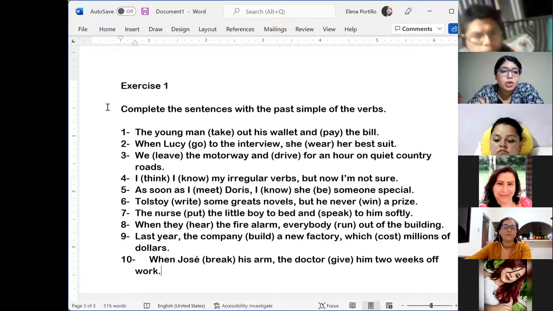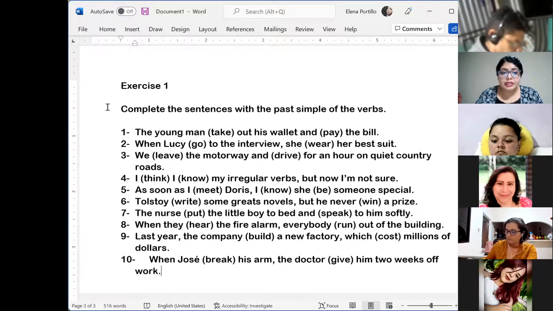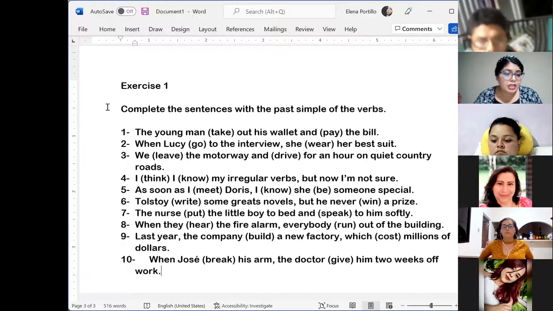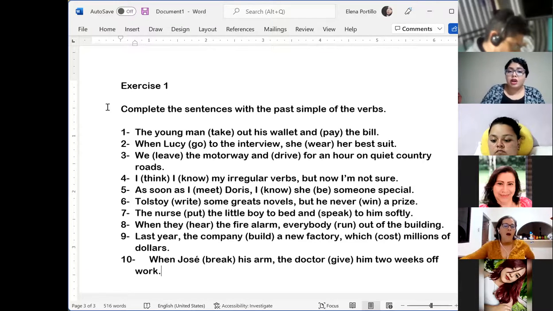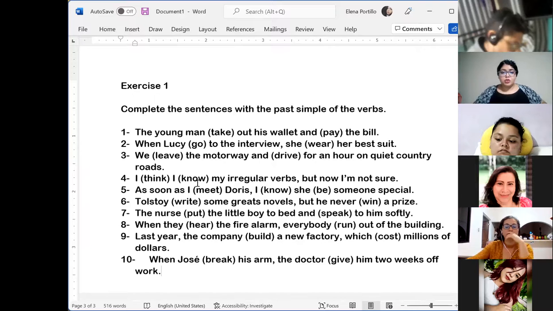Number two, when Lucy go to the interview, she wear her best suit. Number three, we leave the motorway and drive for an hour on quiet country roads. Number four, I think I know my irregular verbs, but now I am not sure. Number five, as soon as I meet Doris, I know she be someone special. Number six, Tolstoy write some great novels, but he never win a prize. Number seven, the nurse put the little boy to bed and speak to him softly. Number eight, when they hear the fire alarm, everybody run out of the building. Number nine, last year, the company built a new factory which cost millions of dollars. And number 10, when Jose break his arm, the doctor give him 2 weeks of work.